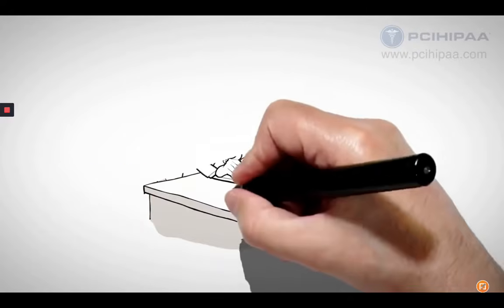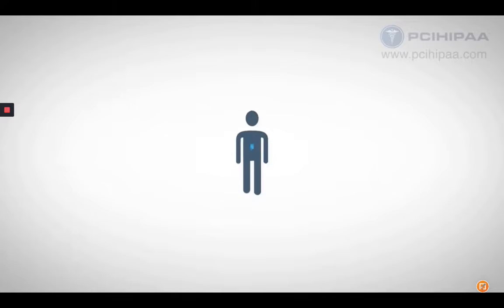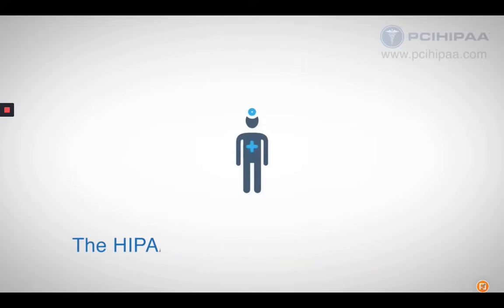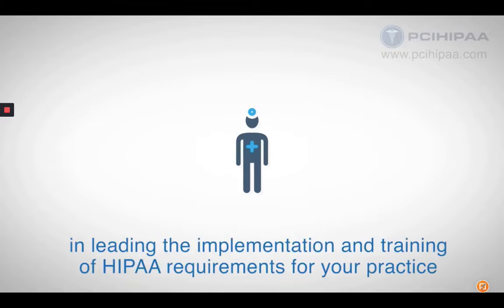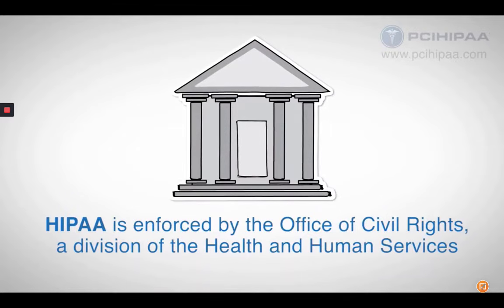To help administer these safeguards, HIPAA requires that every practice designate a HIPAA security and HIPAA privacy officer. The designee can be the same person, if appropriate. The HIPAA security and privacy officers play key roles in leading the implementation and training of HIPAA requirements for your practice. HIPAA is enforced by the Office of Civil Rights, a division of the Health and Human Services.